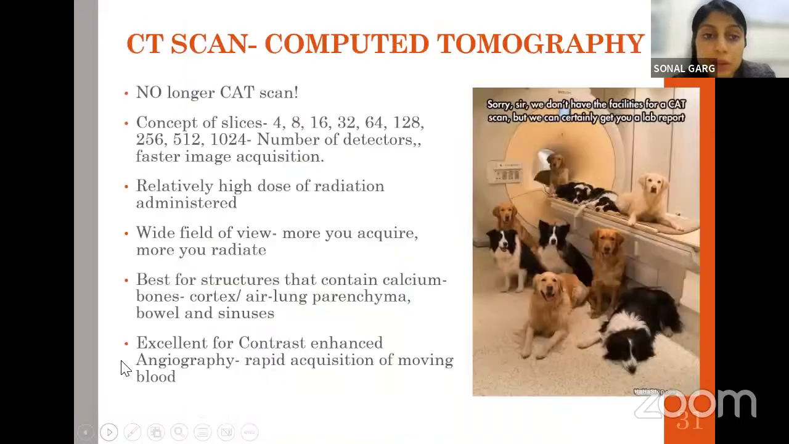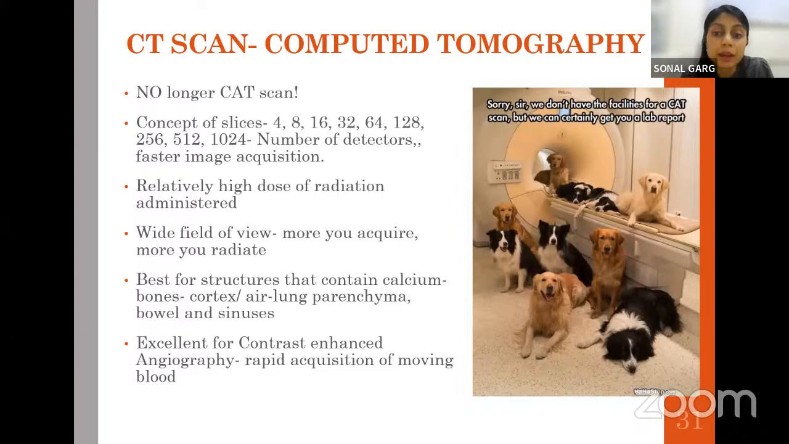So the first imaging is CT scan, computed tomography. It is no longer a CAT scan, so let's discard this term completely. Just to explain the difference, CAT scan was computed axial tomography because back in the day, we could only acquire axial images. But today with the latest generation of scanners, we can acquire coronal and sagittal images as well. So it is no longer called a CAT scan.